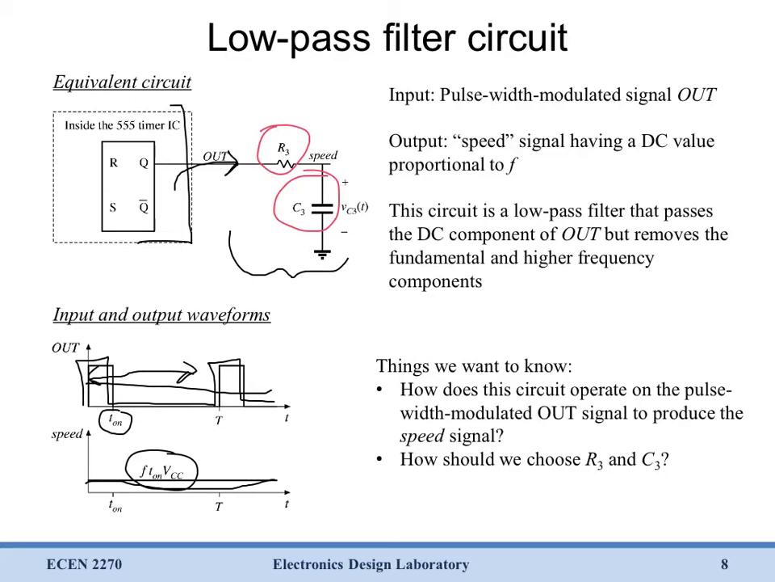But how do we analyze this? How do we choose R3 and C3 so that we get an acceptably flat output voltage given this pulsating input voltage?